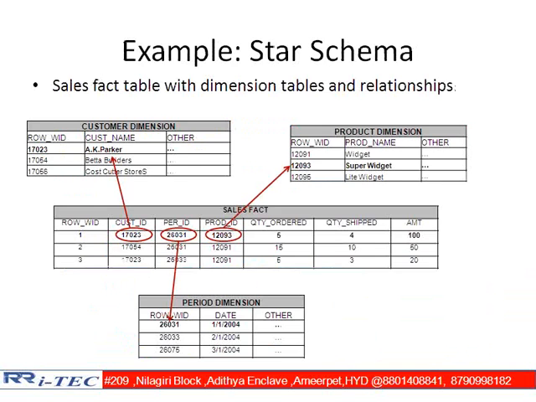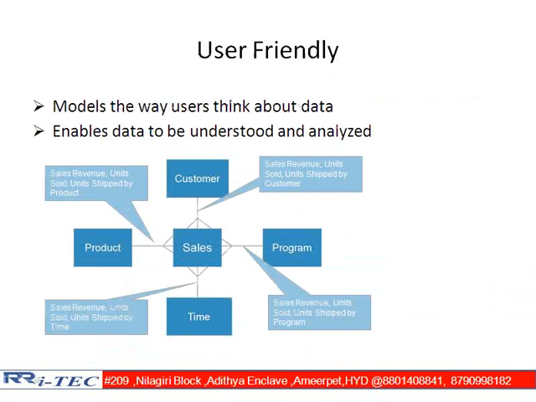Which means we require a star schema. That's what I am saying. It is user friendly. If it is available like this, you come to understand: okay, this is a fact table, and these all are dimension tables. In this one, I have corresponding sales revenue, units sold, units shipped. By customer, whatever things I have with respect to customer are stored here. With respect to product, sales revenue, units sold, units shipped by product are stored. So everyone can understand very easily. Are you clear, sir? If I follow a star schema, it is very easy to understand and it is user friendly.